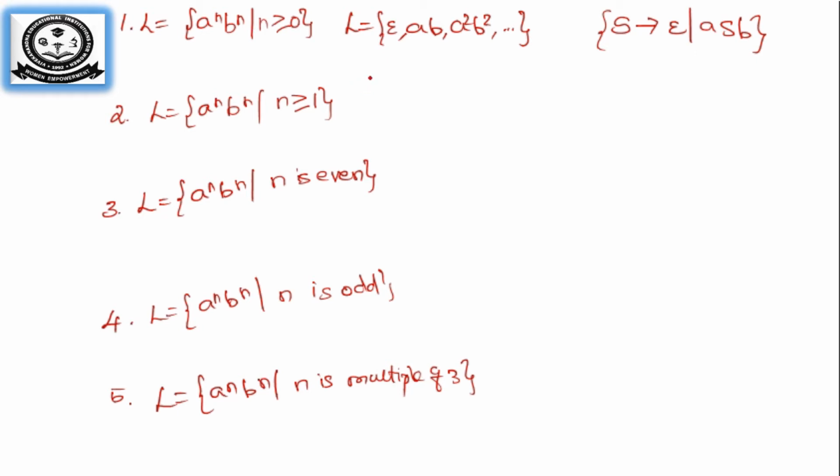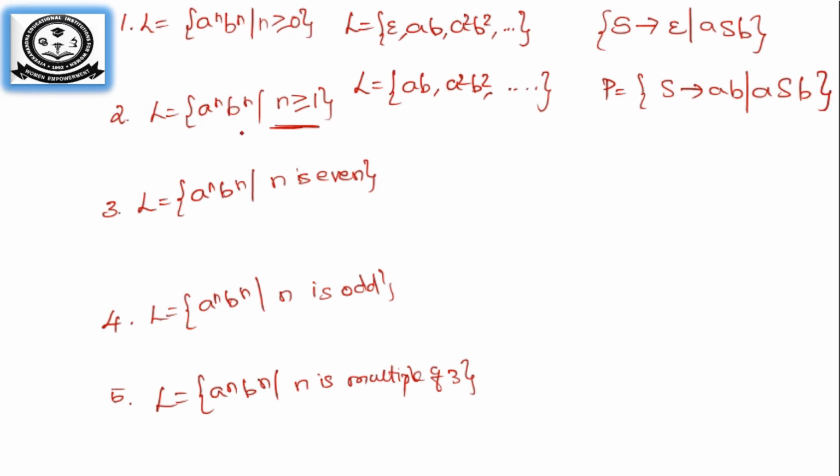Now the next one is where we have N greater than or equal to 1. That means L will not have epsilon, only AB, A square, B square, then other things. So what will be your production rule is, you can have only AB, or S tends to AB, or multiple times AB. So front and back should be A and B. So A, S, B. This is the production rule when N is greater than or equal to 1.